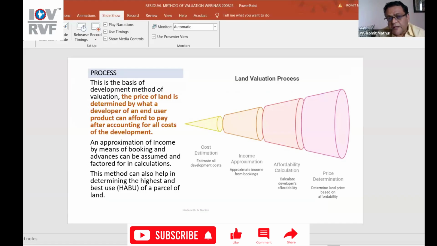Now, what is the process? This is the basis of the development method of valuation. The price of land is determined by what a developer of an end user product can afford to pay after accounting for all costs of the development. Now, here comes the part that an approximation of income by means of booking and advances can be assumed and factored into calculations. This method can also help in determining the highest and best use of a parcel of land. So you can see a funnel diagram which shows the cost estimation, then income approximation, then affordability calculation, and then you do the price determination.